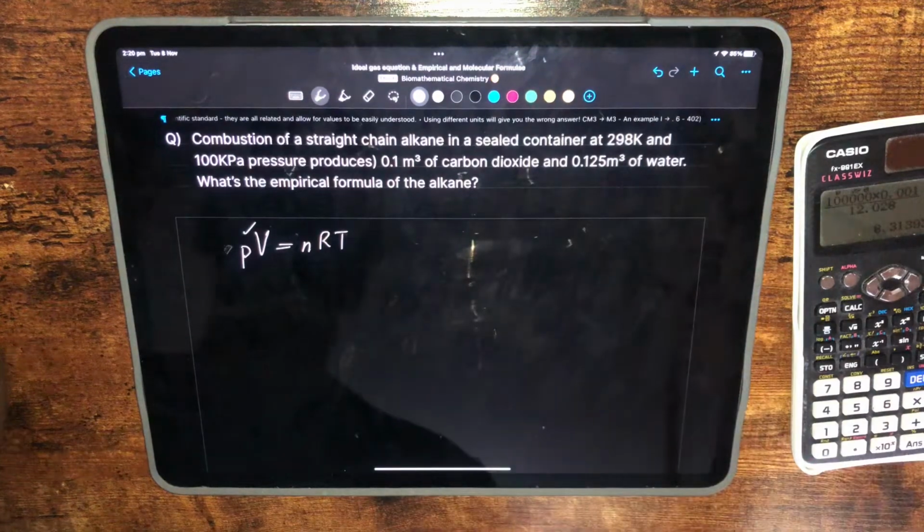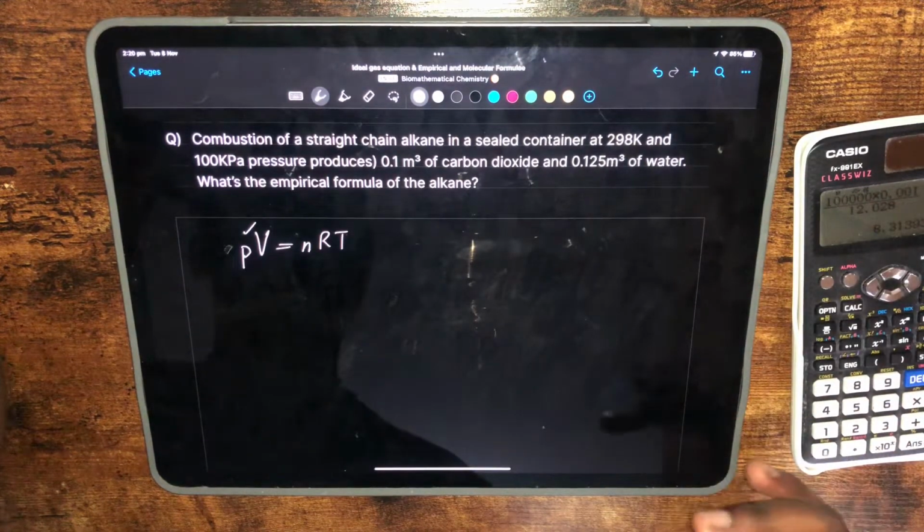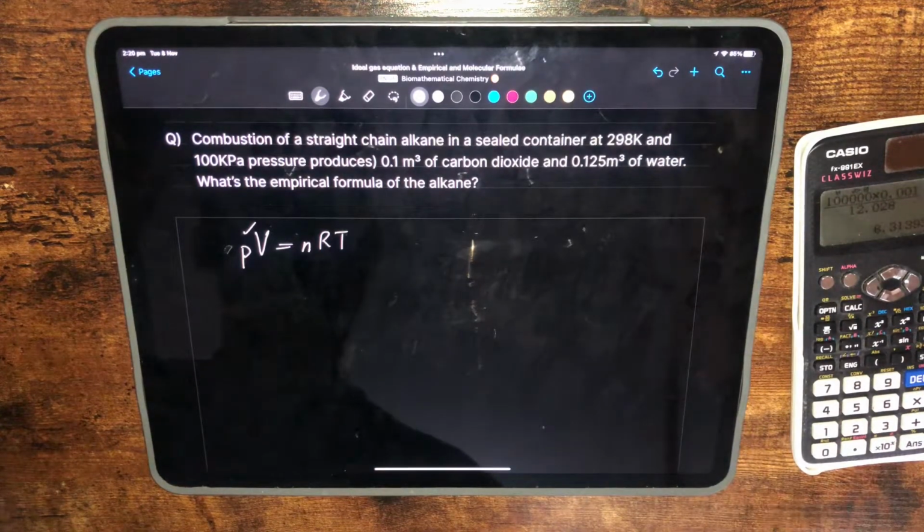If you've already answered the question, you can just skip to the end of my explanation and go straight to the answer. But if you want the explanation, or you're struggling to answer the question, I'm going to try and explain it to you.